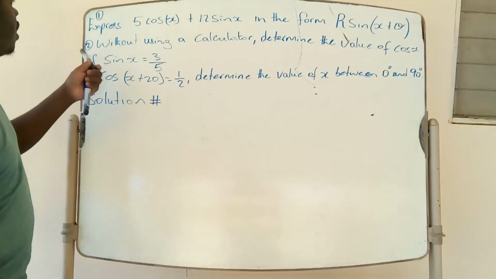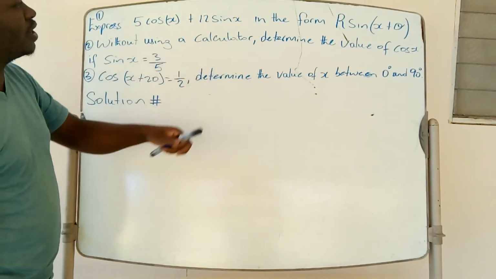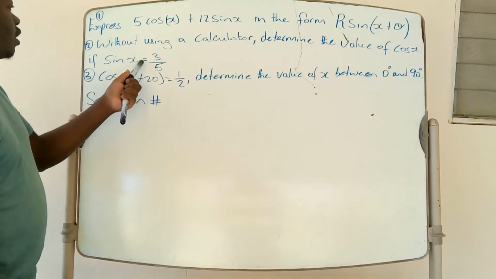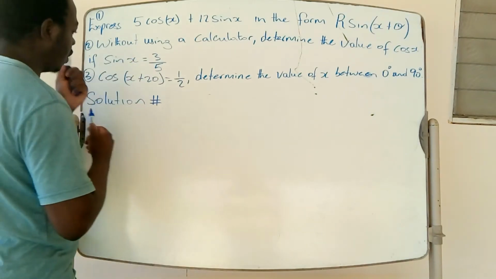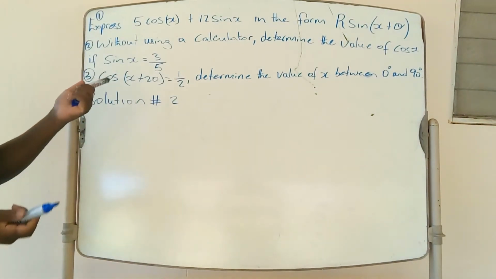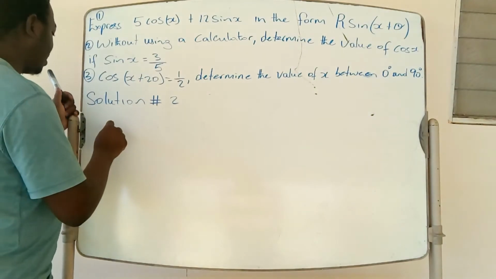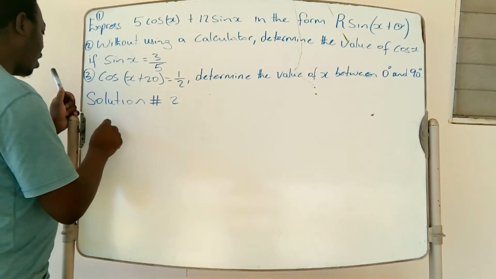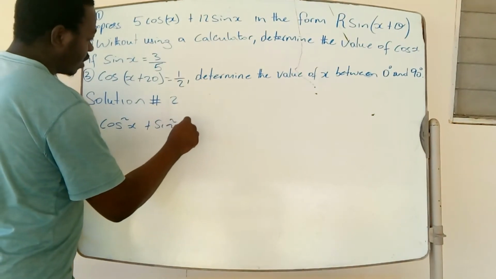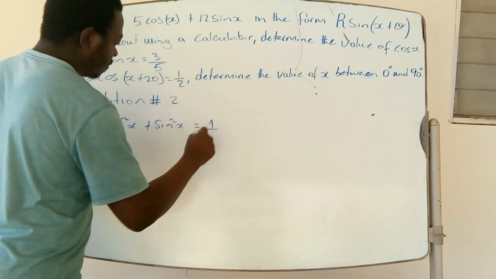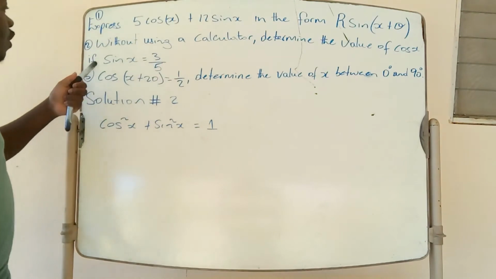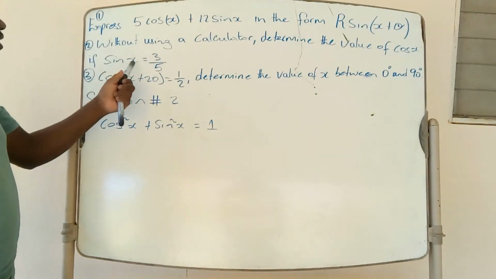So number 2 says, without using a calculator, determine the value of cos x if sin x is equal to 3 over 5. Right? So we want the solution for number 2. Now, I am going to draw a famous identity that you just know. We know that cos squared x plus sine squared x, that is equal to 1. They want us to find the value of cos x, right? But they give us sine x, right? What is sine x? Sine x is 3 over 5.